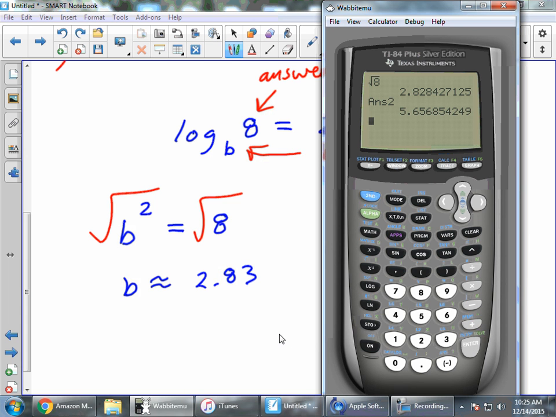Oh, did I do that wrong? Oh, I did times 2, my bad. Yay, divide it by 2, enter. Second answer squared. There's 8. Okay, so that one works.